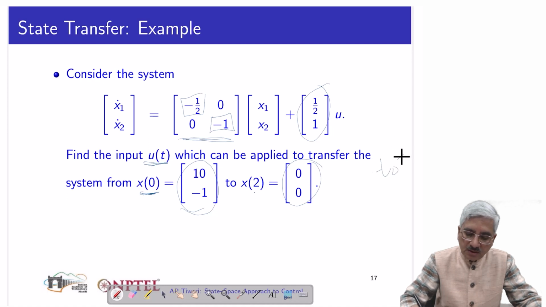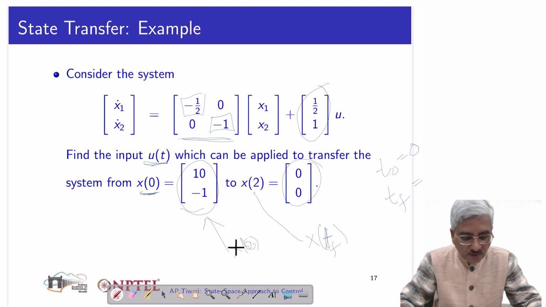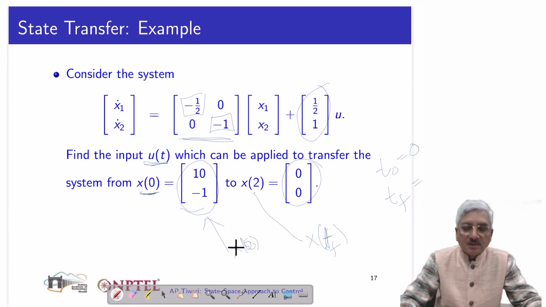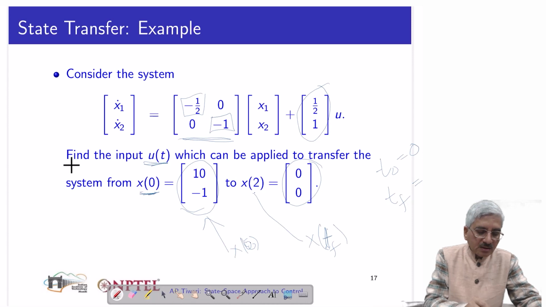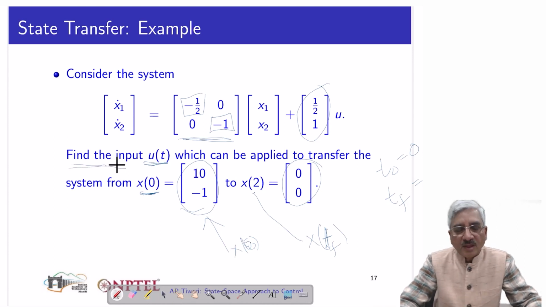So t0 is 0, tf is 2, and this is x(t0), and this is x(tf). This is x(t0). So we have to calculate, and of course it is very clear from the question that this system is controllable. That is why it is asking for the input which can be applied to transfer the system.